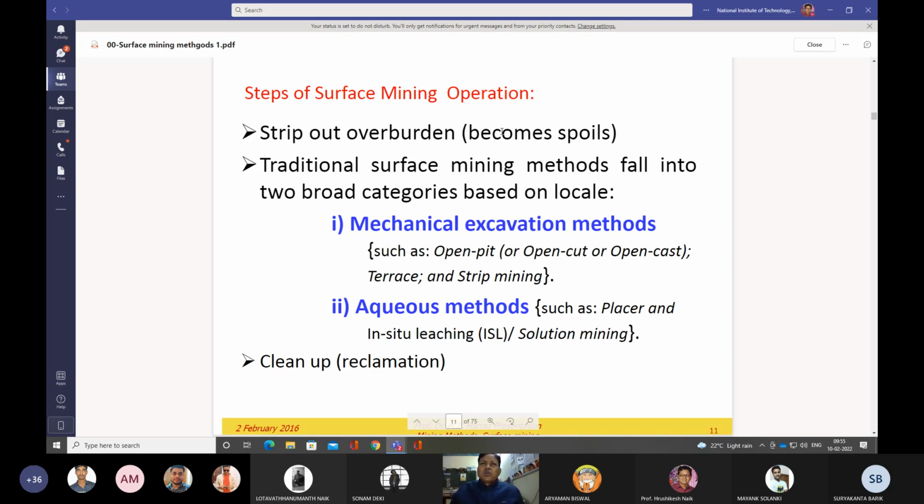So today this much of class is there. Tomorrow at 8 o'clock, we'll start these steps involved in surface mining operations. What are the various steps you have to carry out to get the minerals from surface mining projects?